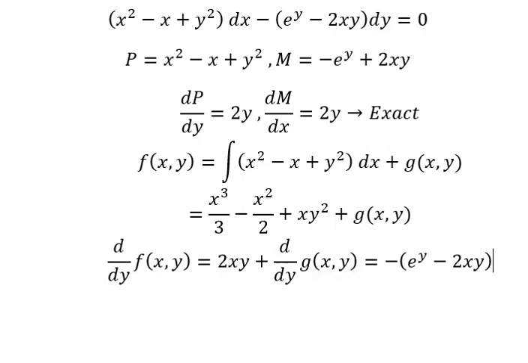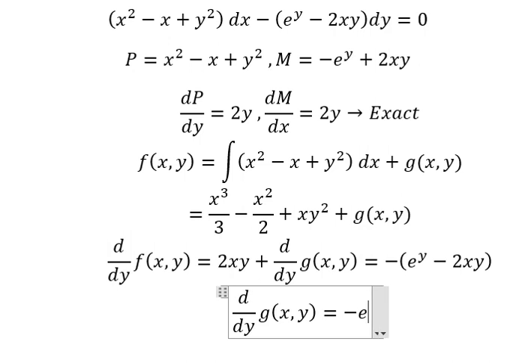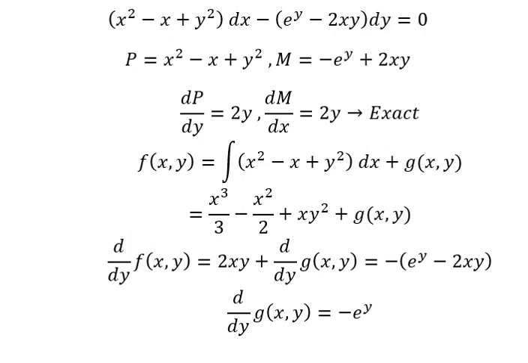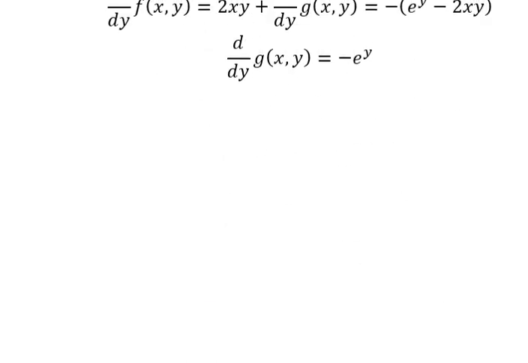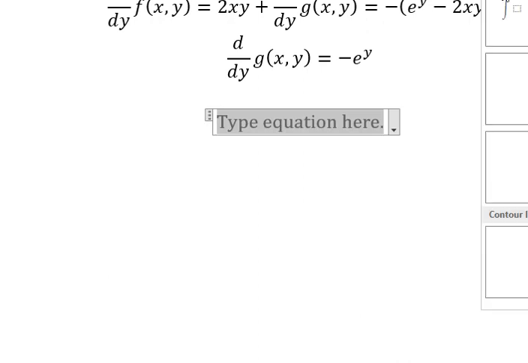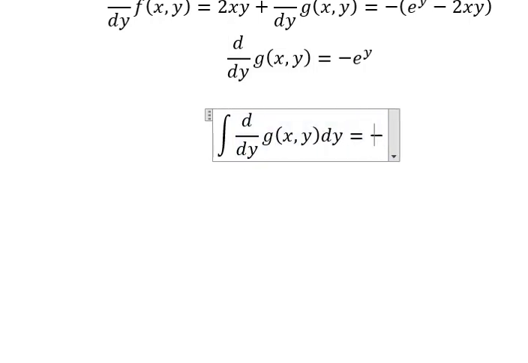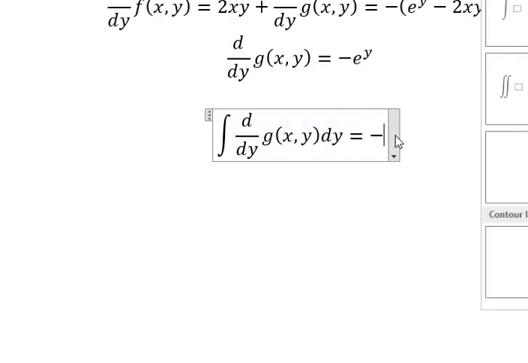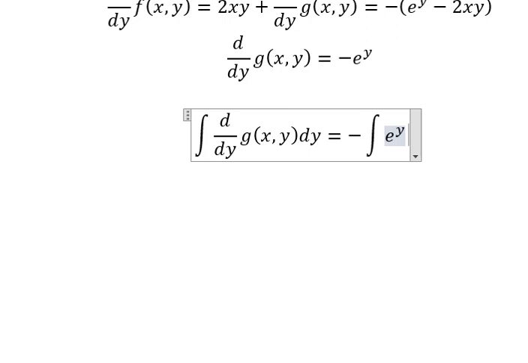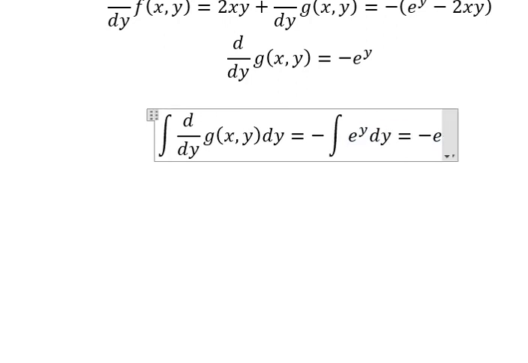So we have negative e to the power of y. Later that, we put the integration for the both sides. And we got like this.